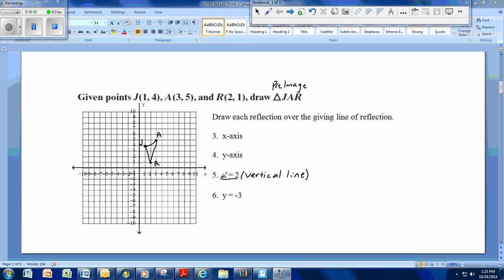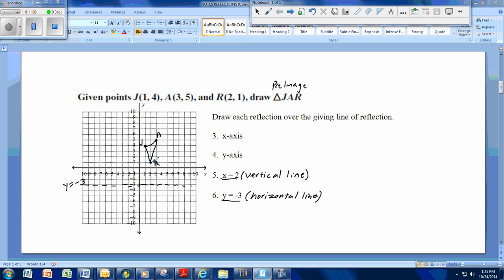Finally, what we're going to do is we're going to reflect this original pre-image over the line y equals -3. This line is in the equation of a horizontal line. Okay? So I'm going to graph this line. Now this line is a horizontal line at y equals -3. Y equals -3 is right here. So every coordinate on this line has a y coordinate of -3. So that's going to be this line right here. Okay? That's the line y equals -3.